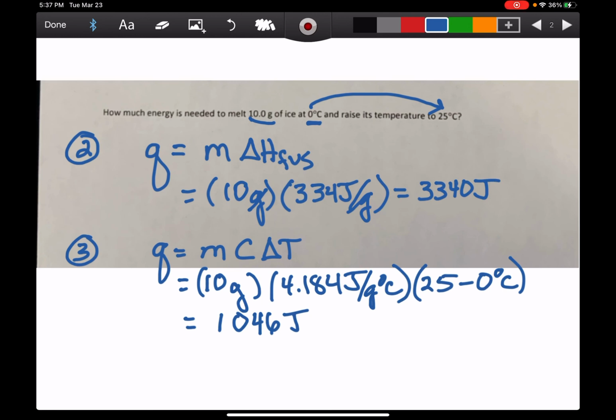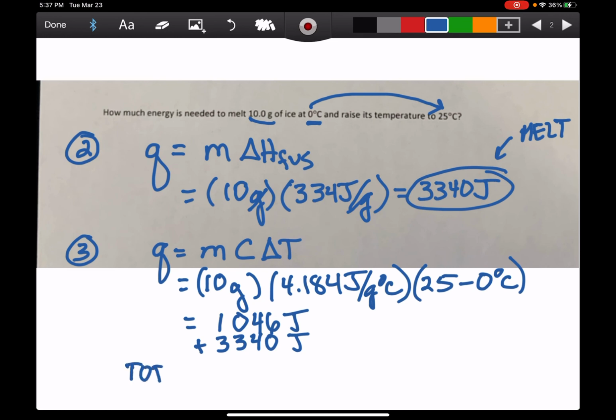Now I have to combine these two together. I've got to add this down here. So I'm going to add the 3,340 because I'm trying to get the total amount of energy to melt it. So again, this is for melting. And then I want to know how much energy to get it up to 25 degrees Celsius. So I have to add it to the 1,046. So the total, adding these together, is going to be 4,386 joules.